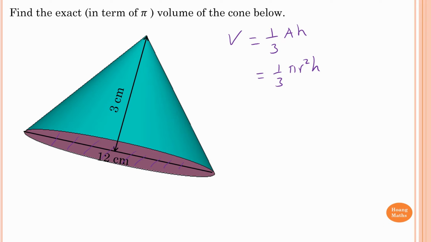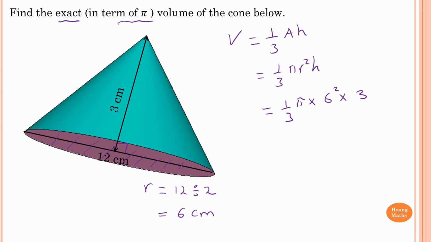So the diameter is 12. So the radius must be 12 divided by 2, which is 6 centimeters. So equal to 1/3 pi times the radius square, which is 6 square, and times the height of the cone, which is the perpendicular height. This is the height, so it's 3 centimeters. So you times by 3. But we need to find the exact volume, or in terms of pi, if you like.